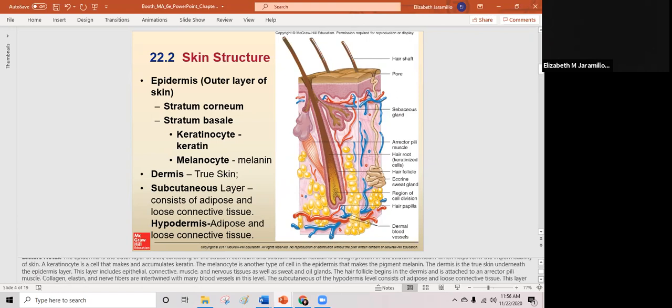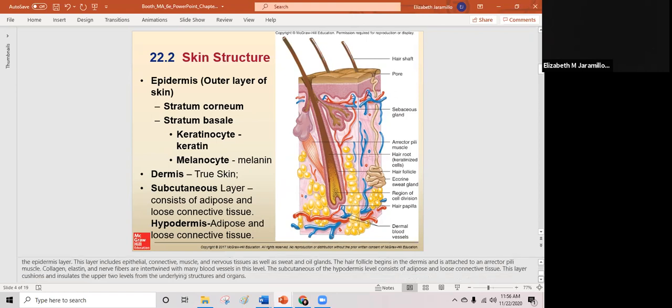The dermis is the true skin underneath the epidermis layer. This layer includes epithelial, connective, muscle, nerve tissue, as well as sweat and oil glands. The hair follicle begins in the dermis and is attached to the erector pili muscle. Collagen, elastin, and nerve fibers are intertwined with many blood vessels in this level. The subcutaneous layer of the hypodermis level consists of adipose and loose connective tissue. This layer cushions and insulates the upper two levels from the underlying structures and organs.